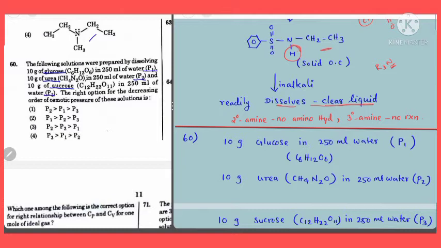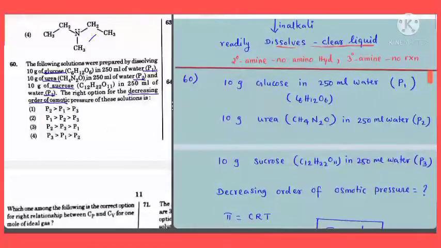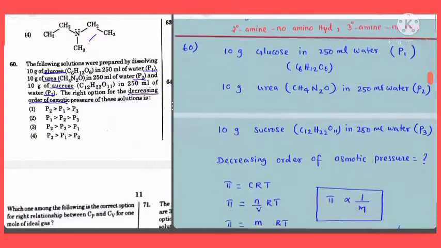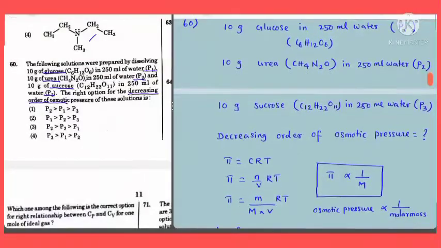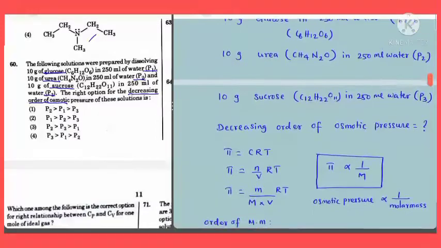Now the question is, what is the right option for the decreasing order of osmotic pressure? This P1, P2 and P3 are supposed to be arranged in decreasing order, that is from higher to lower value. All these solutions have the same mass, 10 gram of each dissolved in the same volume of water, 250 ml.